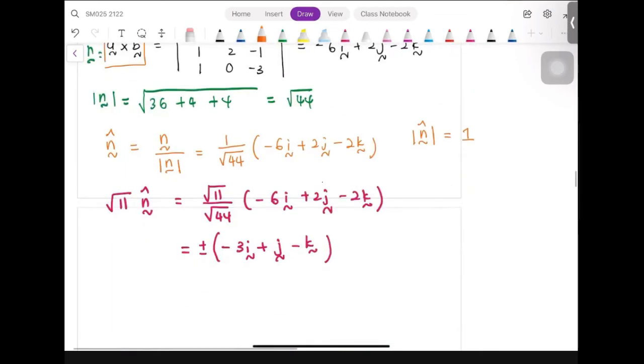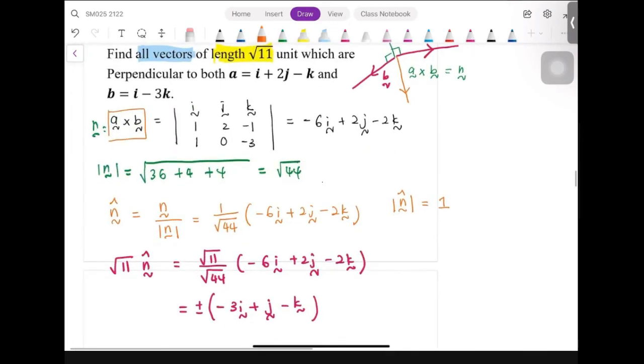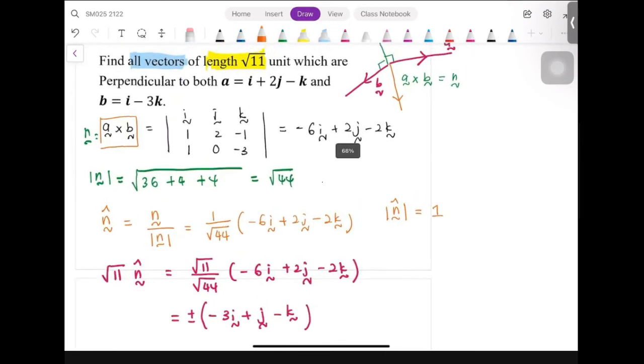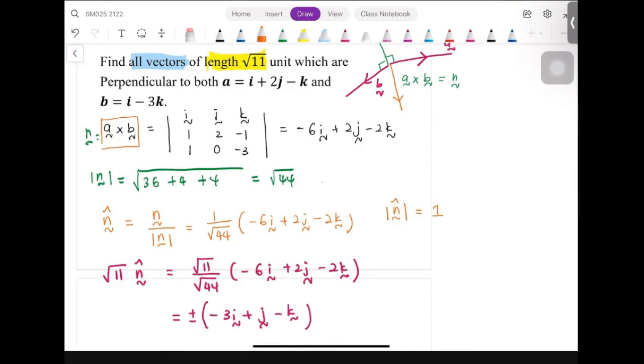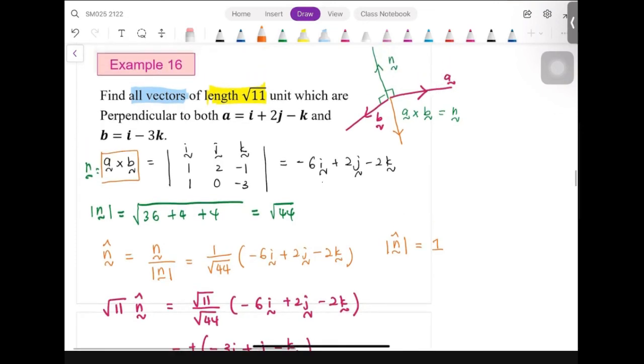That's why I have to put plus minus at the front. So okay, let's summarize our calculation. What the question asks for is that we have to find a vector with a specific length of √11, and our vector must be perpendicular to both A and B. Since it's perpendicular to both, first I find the normal vector by using the vector product, the cross product.